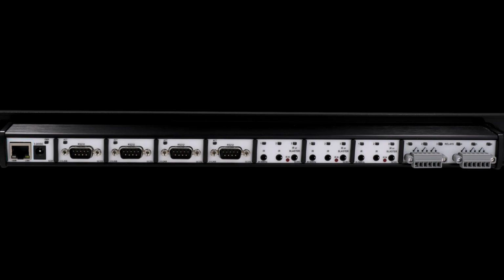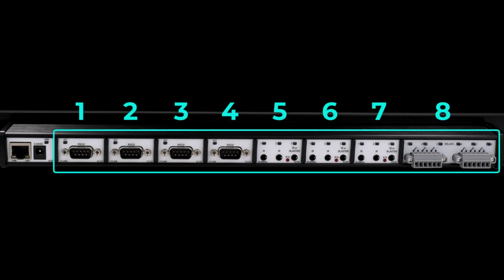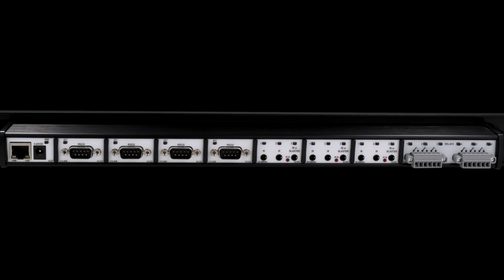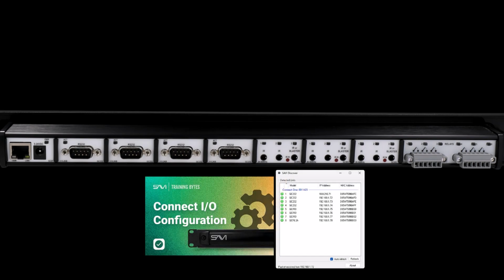While the device only has one network port, each of the 8 individual modules has a separate IP address, which needs to be entered into Creator for each module you intend to use. For help locating these modules on the network, as well as setting static IPs on them, see our Connect I/O configuration video featuring the SAVI Discover tool.